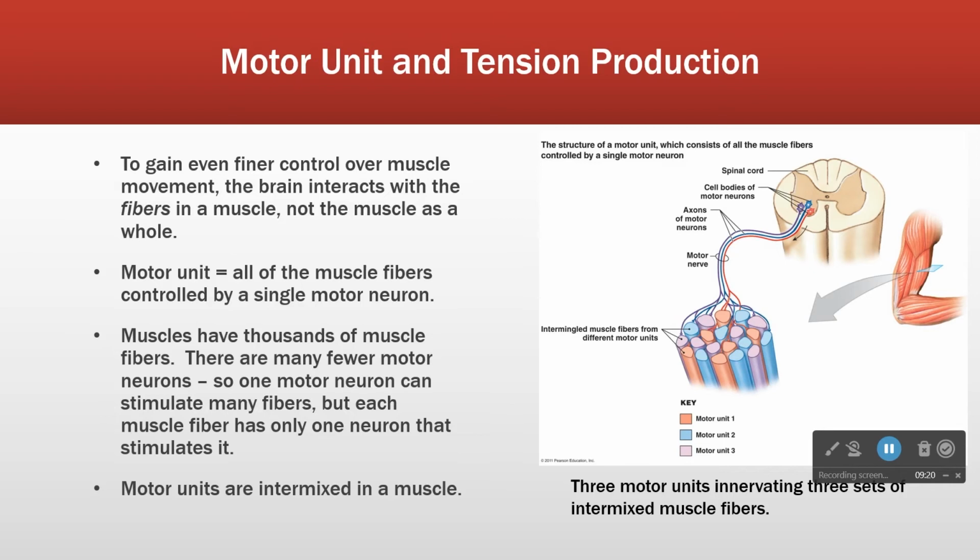Now, if we look at a different kind of muscle, like the muscle in the eye, the muscle in the eye is very small, but it has a lot of motor units. In other words, there are a lot of motor neurons that control that small muscle in the eye. Well, what is the purpose of that? It allows very fine control. The more motor units there are in a muscle, the better the brain can control that muscle. All right, so another example is the muscles that flex your fingers.